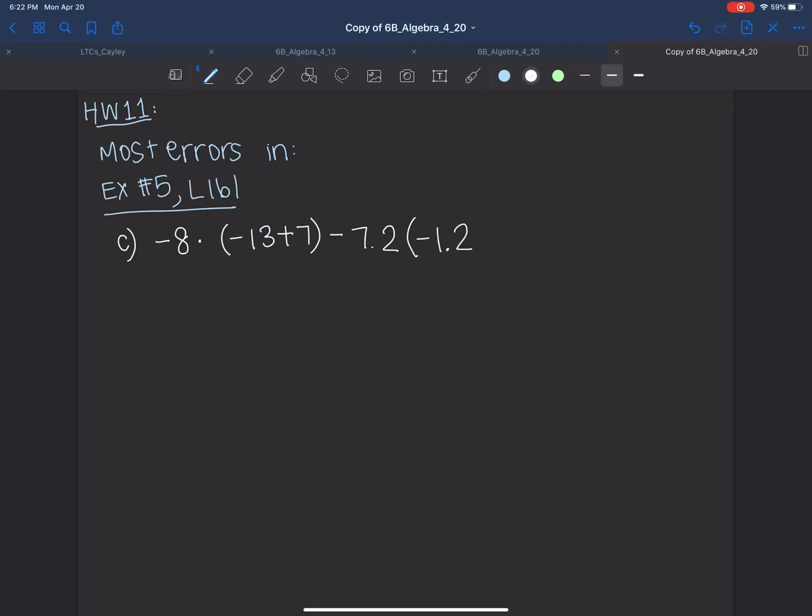Okay, so the first mistake that I saw is that a lot of folks interpreted the minus sign in front of the 7.2, so this guy, not as subtraction, but rather as multiplying 7.2 to all these other things around it. That's not the case. This is actually just subtraction.